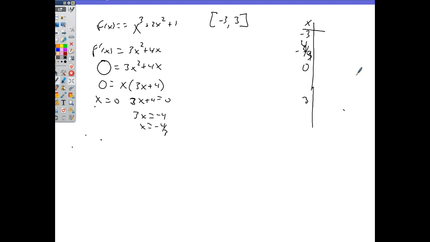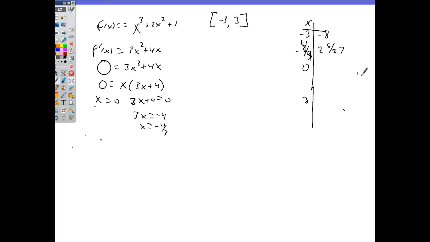So I'm going to take my -3, plug it in there. Somebody plug in -3 for me. You're plugging it into the original equation, right? I want to know how high or low it is at that point. What'd you get? -8. Love it. How about -4/3? Put that in the calculator. 2 and 5/27.